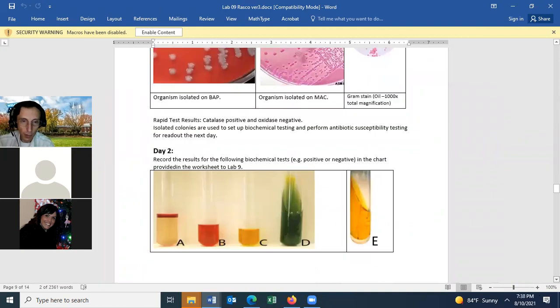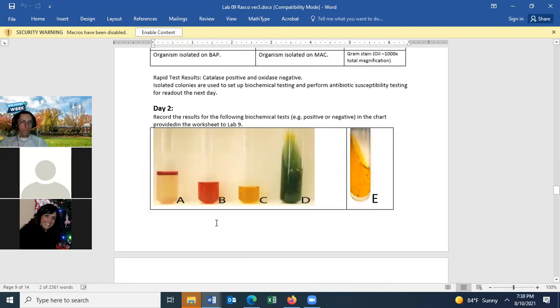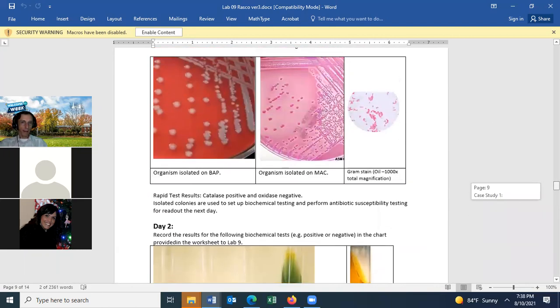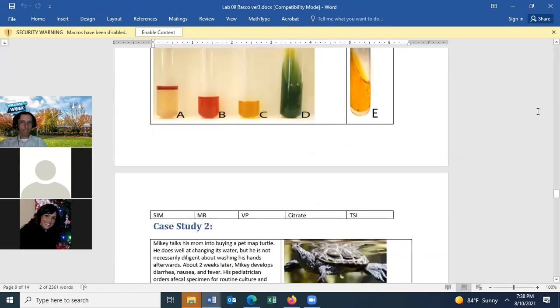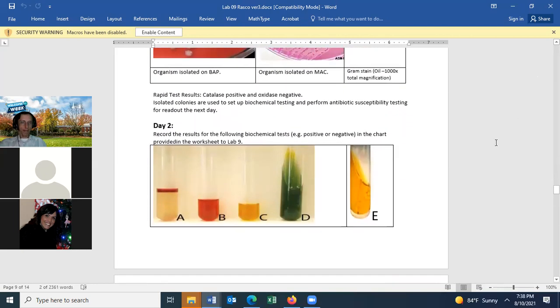And then here's some more tests. They did the catalase test, which isn't shown here, and they said it was catalase positive. And they did the oxidase test, which is also not shown, and it's oxidase negative. And then they did these tests. That's triple sugar iron. That's citrate. These two are the MR and the VP test, and that's the indole test. Tell you what they are.